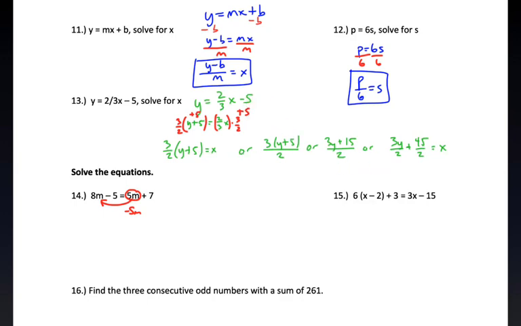All right, to solve the equations here on number 14, I'm going to move the 5m to the left, get 3m minus 5 equals 7, add 5 to both sides, 3m equals 12, divide by 3, and get m equals 4 for the answer.